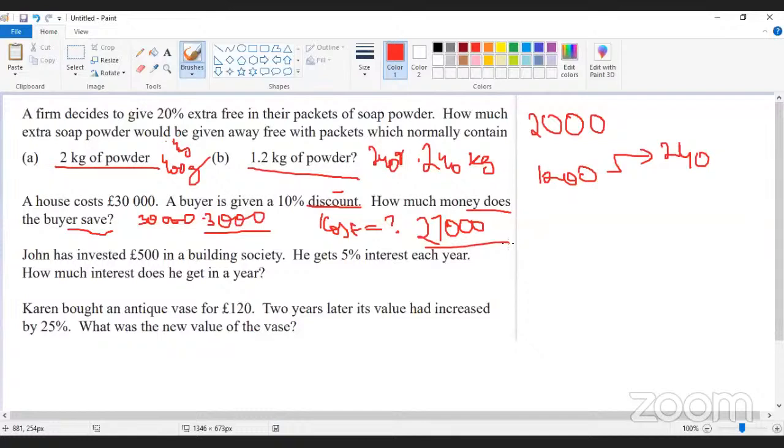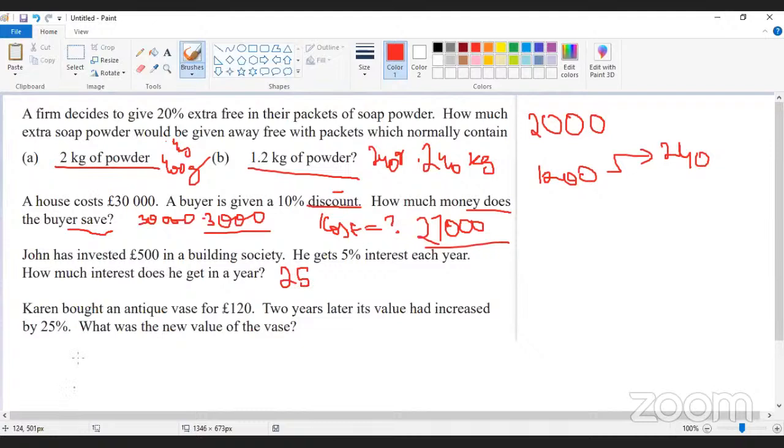Okay. Fine. So what is 5% of 500? Yes. So 10% is 50, then half of it is 25. Then how much interest does he get in the year? 25. Okay.